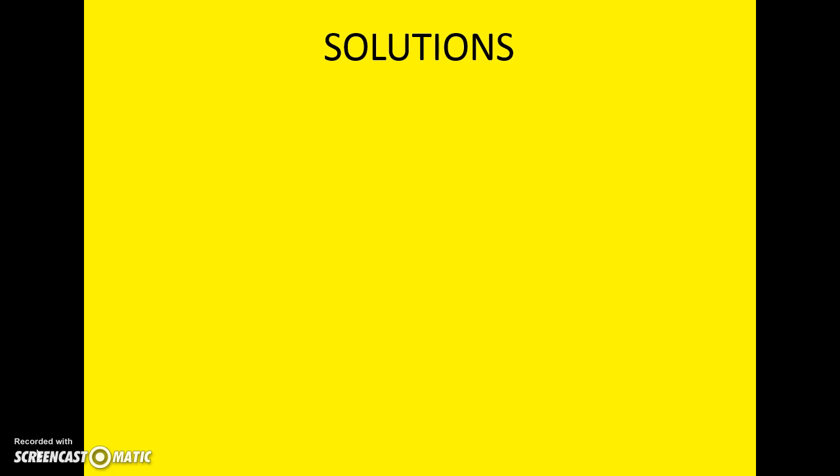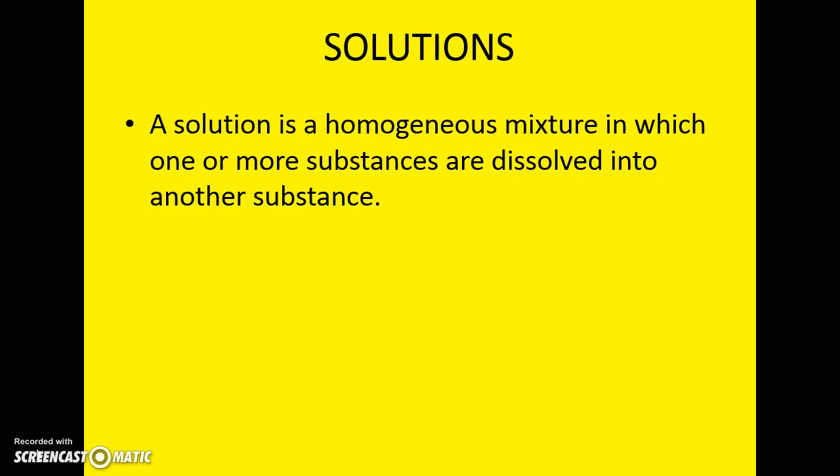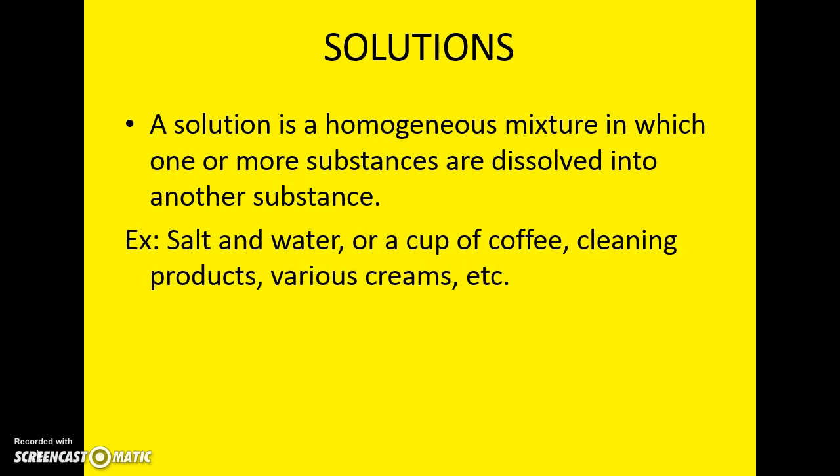We call that solutions. A solution is a homogeneous mixture in which one or more substances are dissolved into another substance. So, in the first part, we talked about homogeneous mixtures. In this part, we call solutions, basically a synonym of homogeneous mixtures. And there's always a small part that you dissolve in the large part, but I'll explain that in a few seconds. Examples of solutions are salt and water, a cup of coffee, cleaning products, various creams, even a nice cup of hot chocolate.